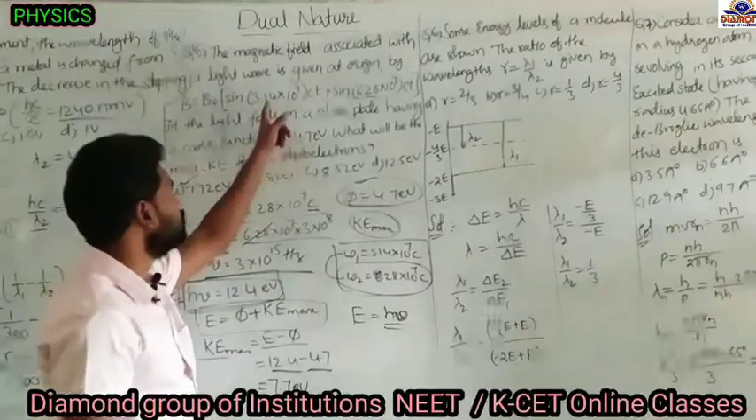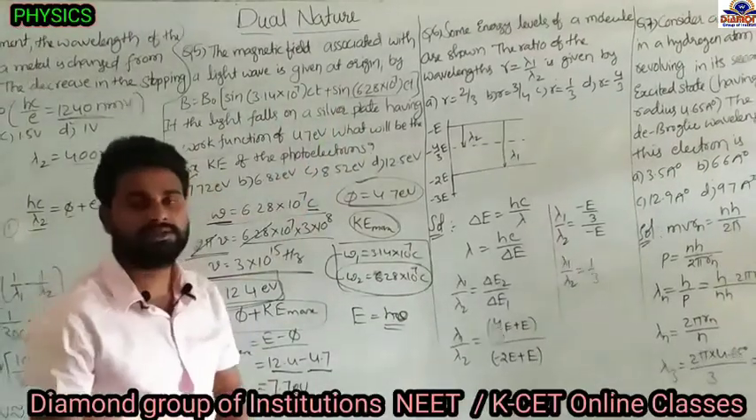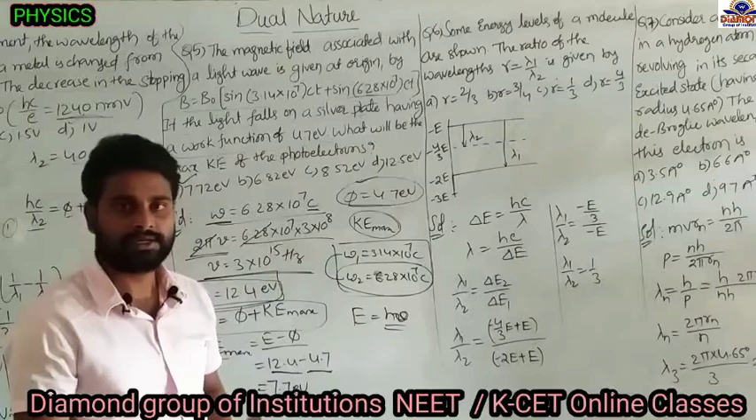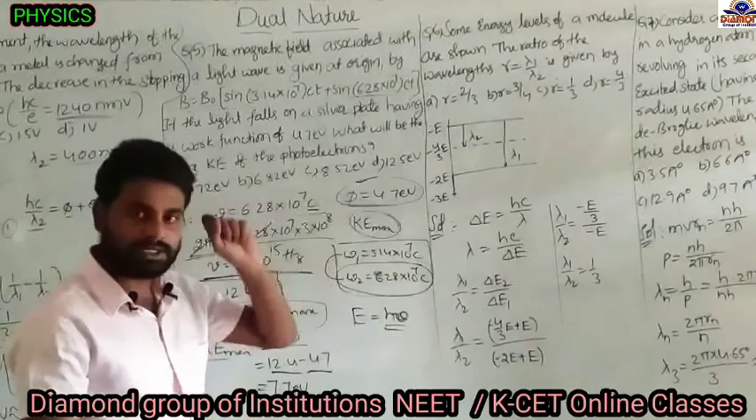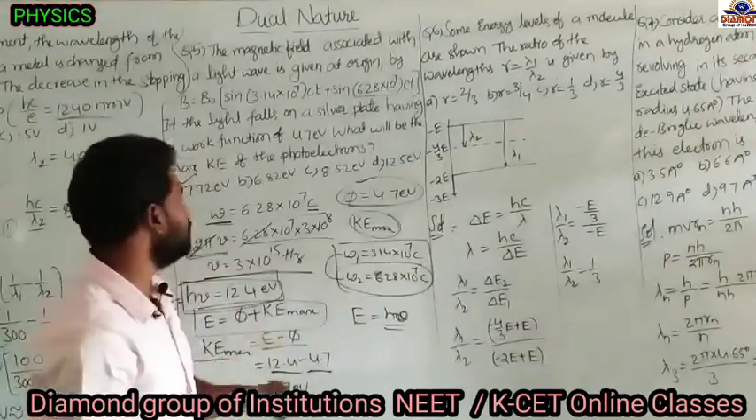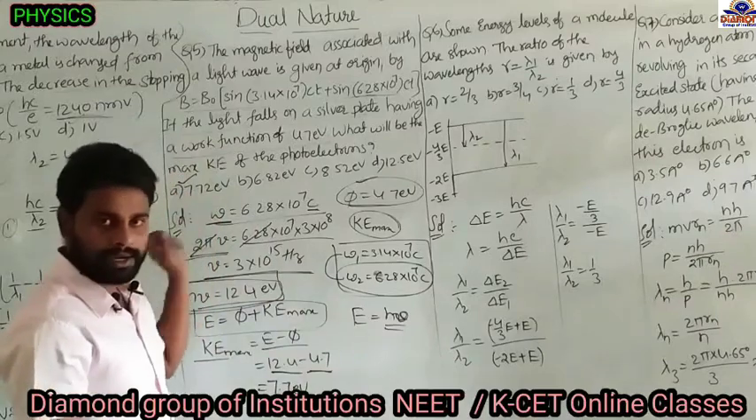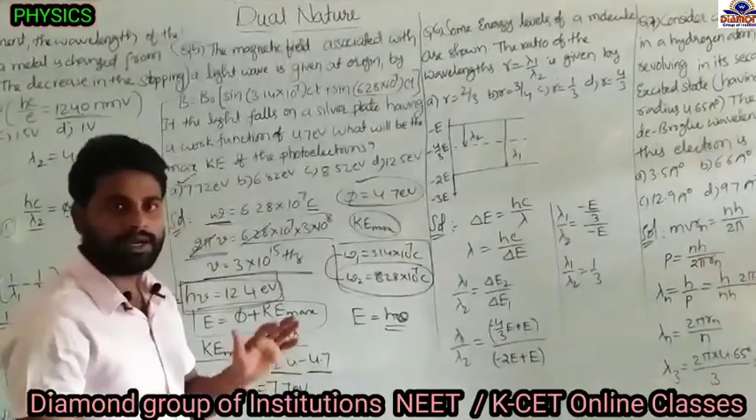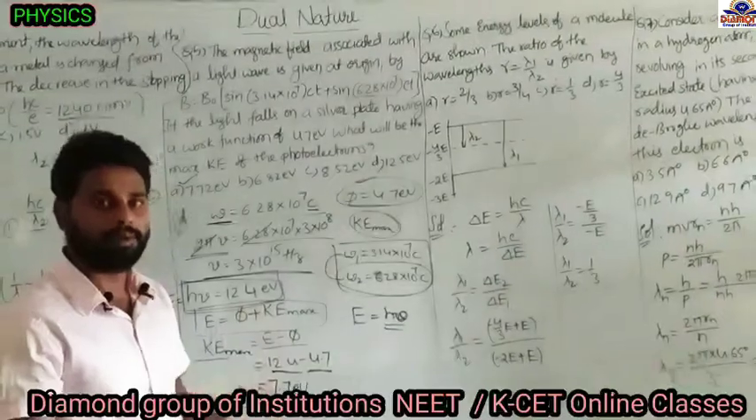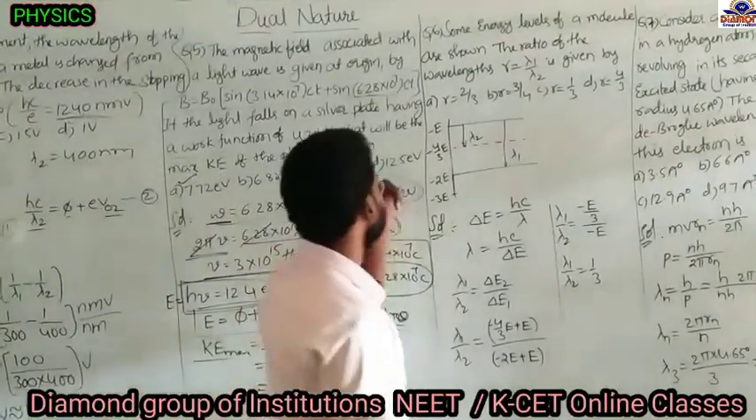First, among these two frequencies, we have to select only one, that means the frequency which is more. Why? Because they are asking for the maximum kinetic energy. If the frequency is more, the kinetic energy of the electron is also more. Remember that point. Next, let us see the next problem.